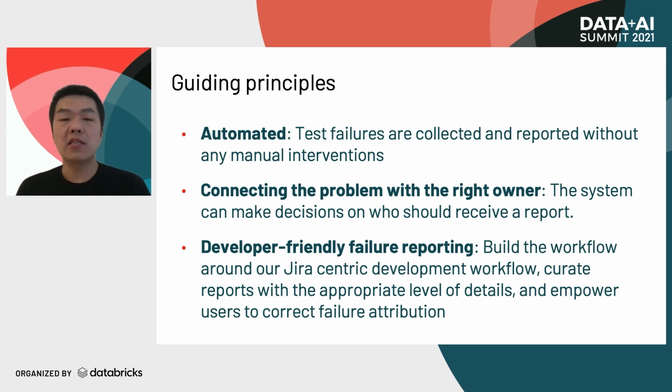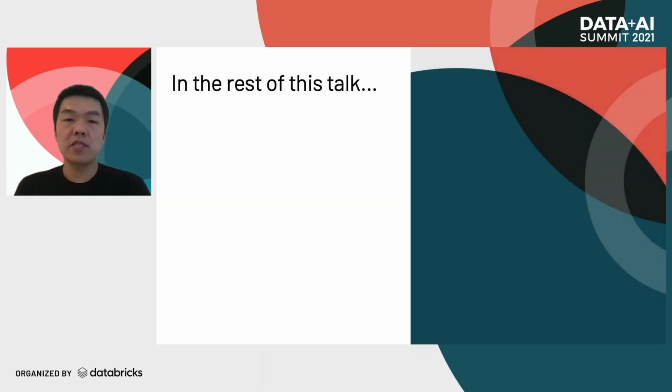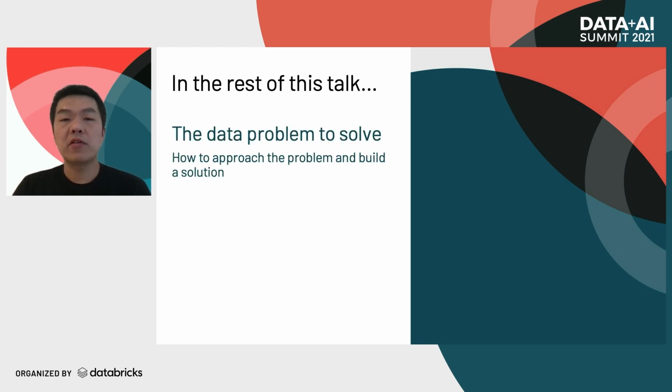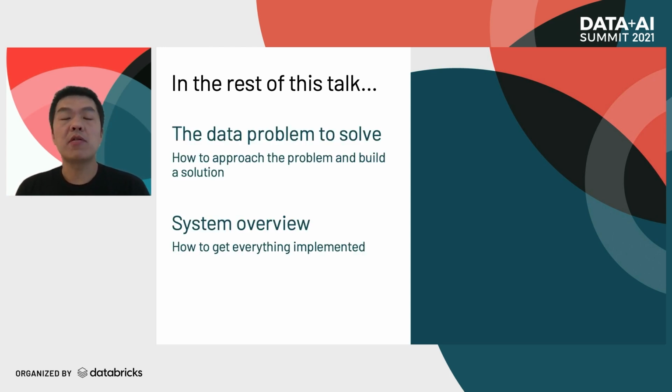Finally, it's possible the failure attribution needs an update. We also want to empower our engineers to make corrections in a self-service way. In the rest of this talk, I will show you how we build a test failure reporting system. I will first explain how we approach the problem. Then I will give you a system overview to help you understand how this system is implemented.